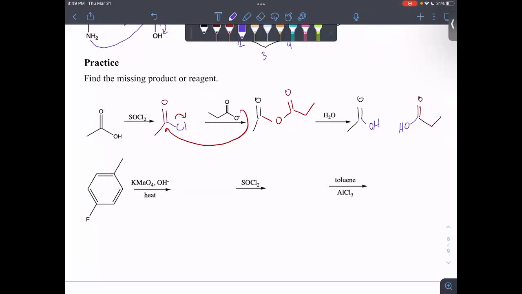If we were using an alcohol, it would be a bit different because you get one ester and one carboxylic acid product.